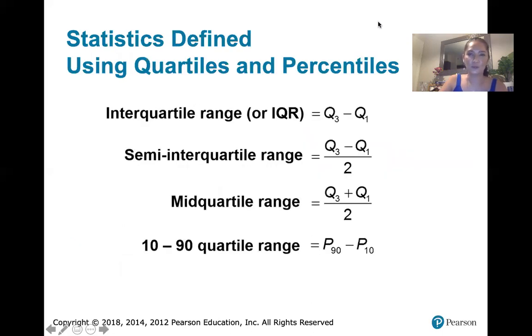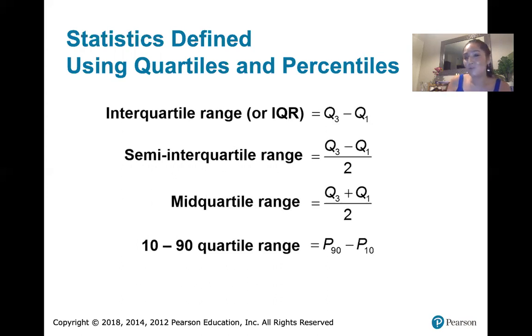Now, in addition to the quartiles and the 5-number summary, which we're about to get into, there are some other statistics that are defined using quartiles and percentiles. The interquartile range is the difference between that third quartile and that first quartile. So it's the range that goes from that 25th percentile to the 75th percentile. We're saying what is the difference between that 75th percentile value and that 25th percentile value? That's the interquartile range. The semi-interquartile range is just half of that. The mid-quartile range is the mean. So it's the number halfway in between that 25th percentile and that 75th percentile.